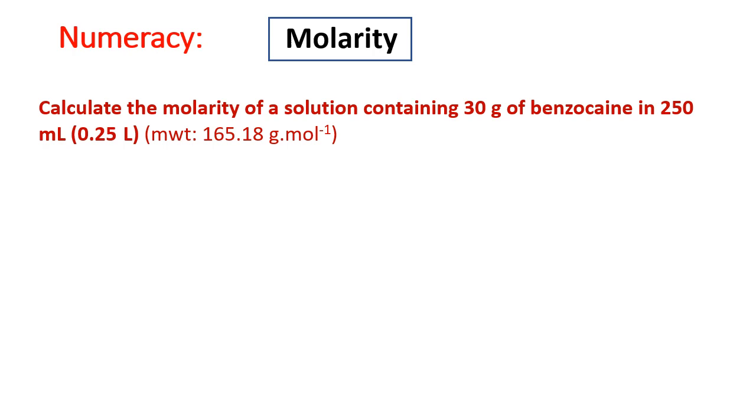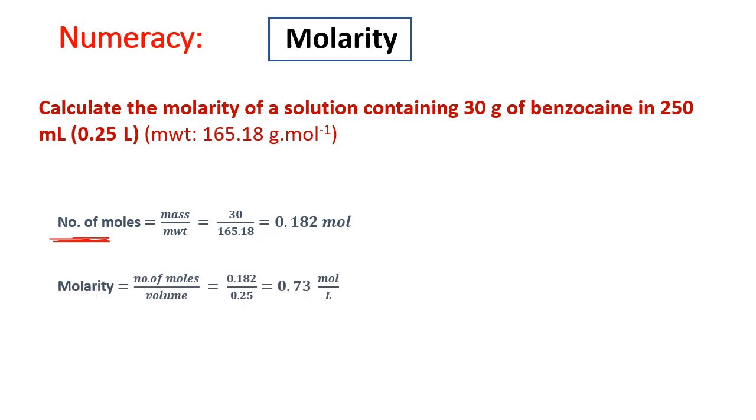Let's take this example. Calculate the molarity of a solution containing 30 grams of benzocaine in 250 milliliters, or 0.25 liters, of solution. First, you need to know that there are two important rules: first, the number of moles rule, and next, the molarity rule. Whenever you get the molarity question, you need to recall those two rules, and you need to recall them because the SChemEs lab is not an open book exam. So please recall them carefully.